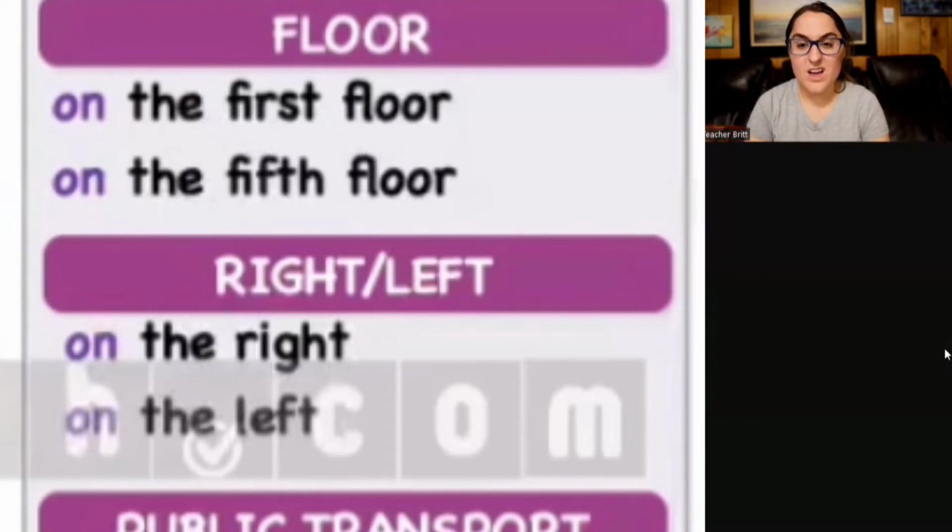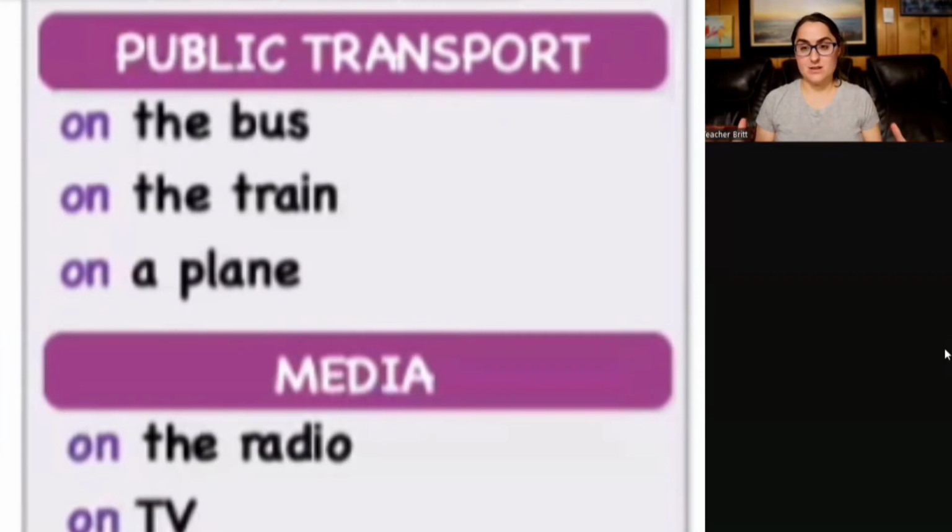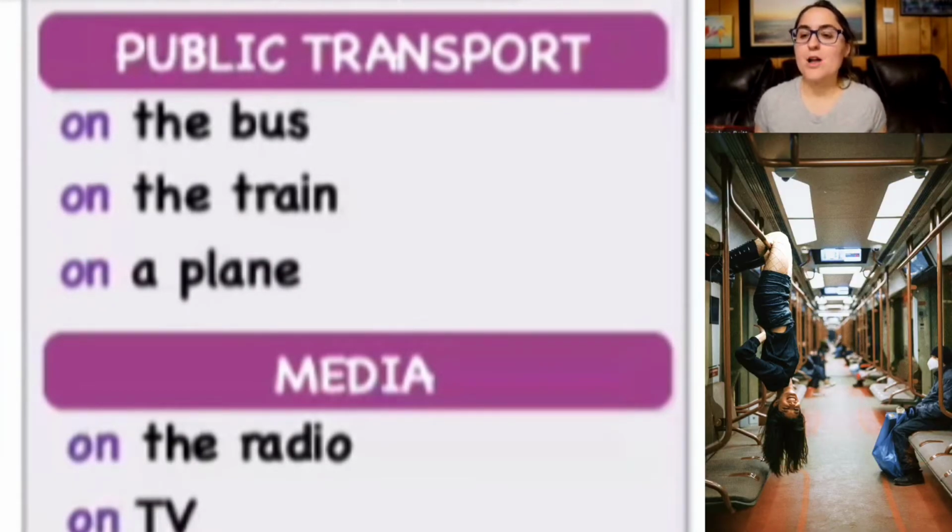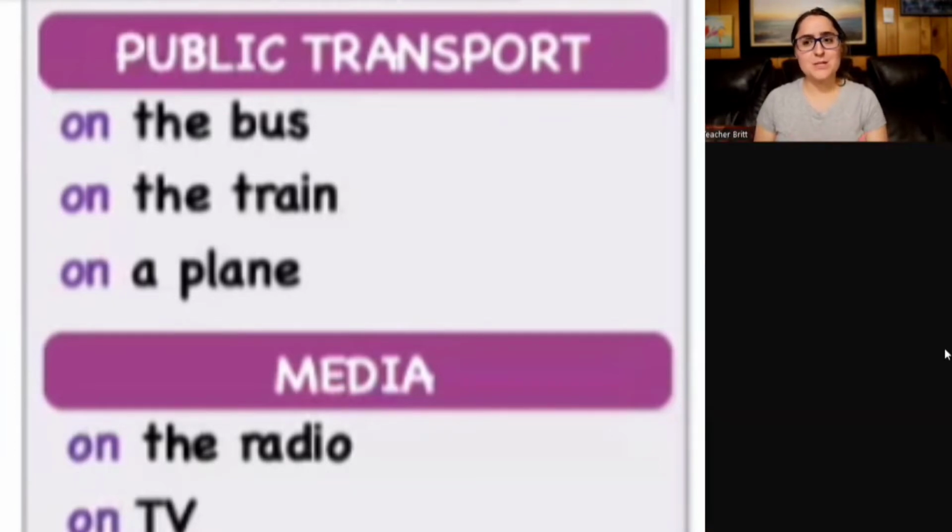We also use on when we're talking about public transportation. For example, I'm on a subway. I'm on a bus. I'm on a plane. Now, we said public transportation, but we also used in. We used in when we were talking about being in an Uber and being in a taxi.